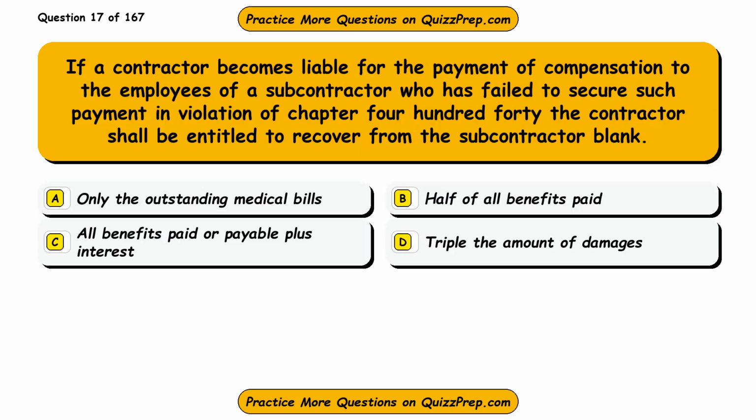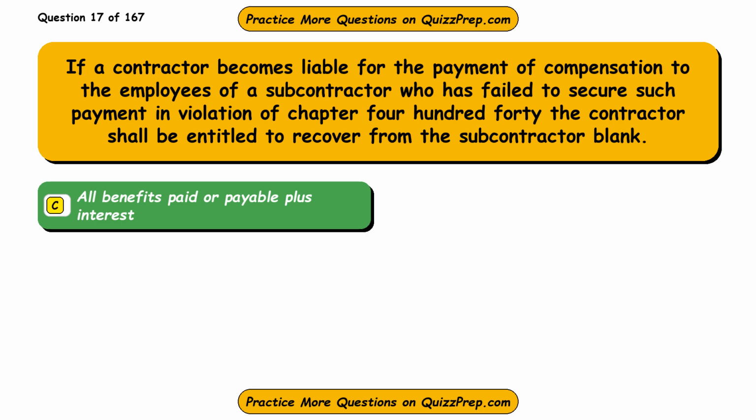Question 17. If a contractor becomes liable for the payment of compensation to the employees of a subcontractor who has failed to secure such payment in violation of Chapter 440, the contractor shall be entitled to recover from the subcontractor blank. Option A. Only the outstanding medical bills. Option B. Half of all benefits paid. Option C. All benefits paid or payable plus interest. Option D. Triple the amount of damages. The correct answer is option C. All benefits paid or payable plus interest.